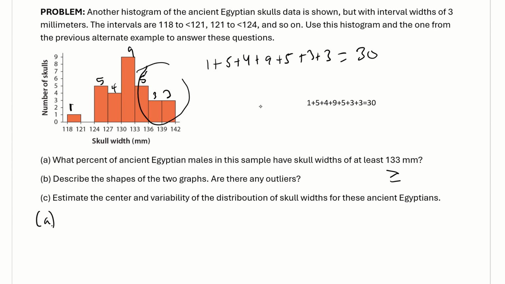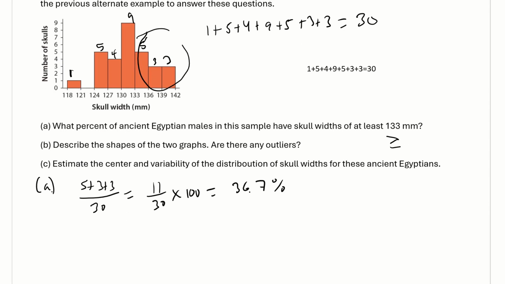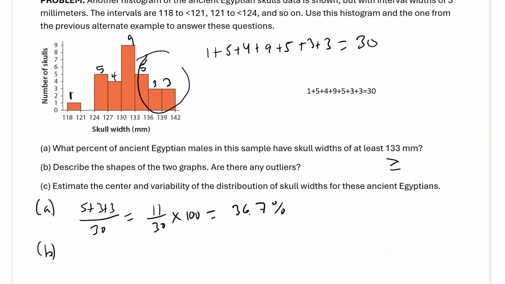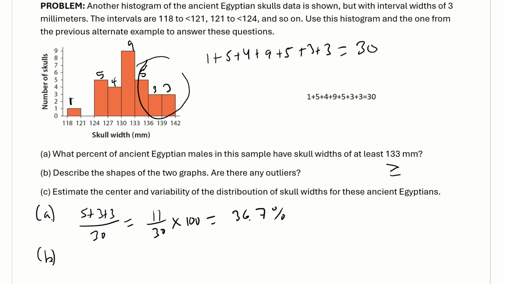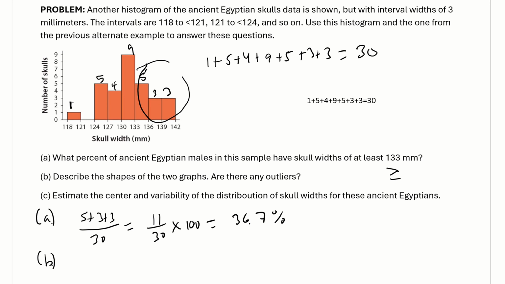So here is gonna be 5 plus 3 plus 3 divided by 30. It's going to be 11 divided by 30 Egyptians. So that's going to be times 100, which is 36.7% have skull widths greater than or equal to 133. Describe the shape of the two graphs. Are there any outliers? Okay, so we did a histogram earlier, and we're comparing it to this histogram here.